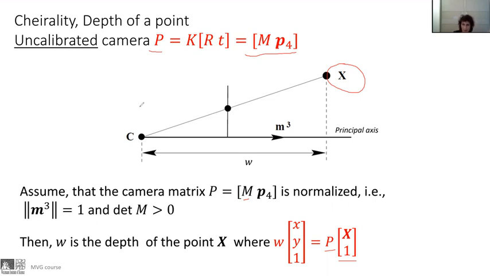Okay, so in a minute you can see that if the camera was calibrated, which means that if M was exactly R, then we immediately have this relation that the third row norm is 1 and the determinant is greater than 0. And actually we exactly have what we had before, which is W is X3 prime. So you will get it as an exercise and I hope it will be clear and you can do it, okay? So let's move on.